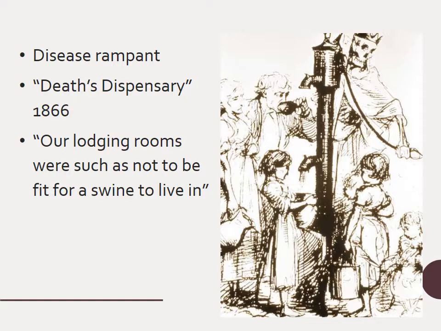Again, disease is rampant. Yes, you're making more money than you'd make on a farm, but you're not making enough to get rich, and certainly not enough to move somewhere better. And also, everybody in the family's working. So kids as early as 5 years old are going to work because everybody needs to work to support the family.